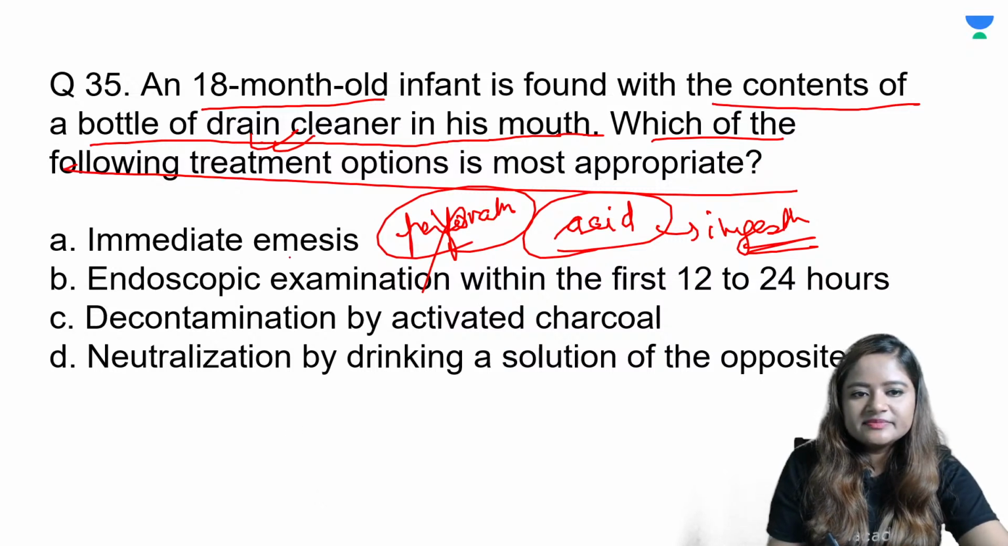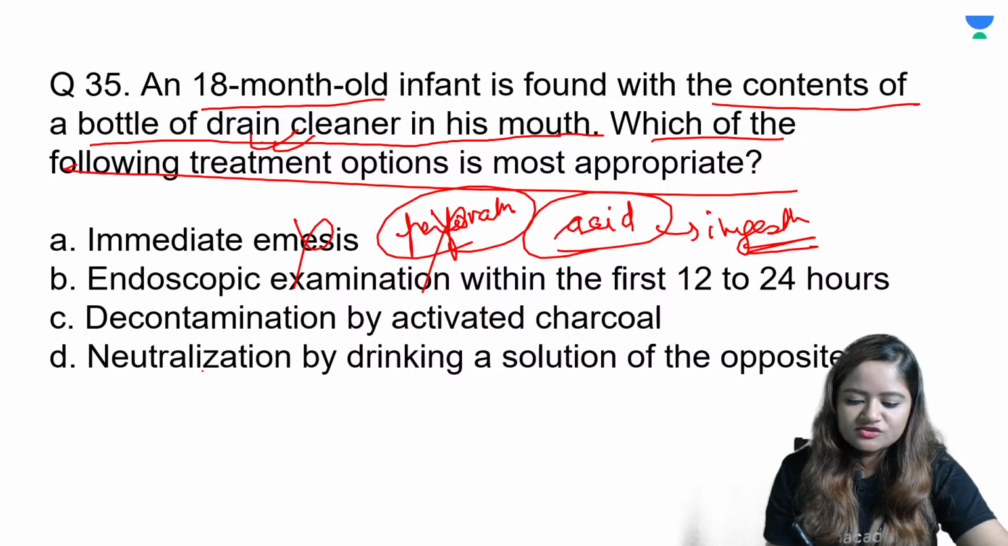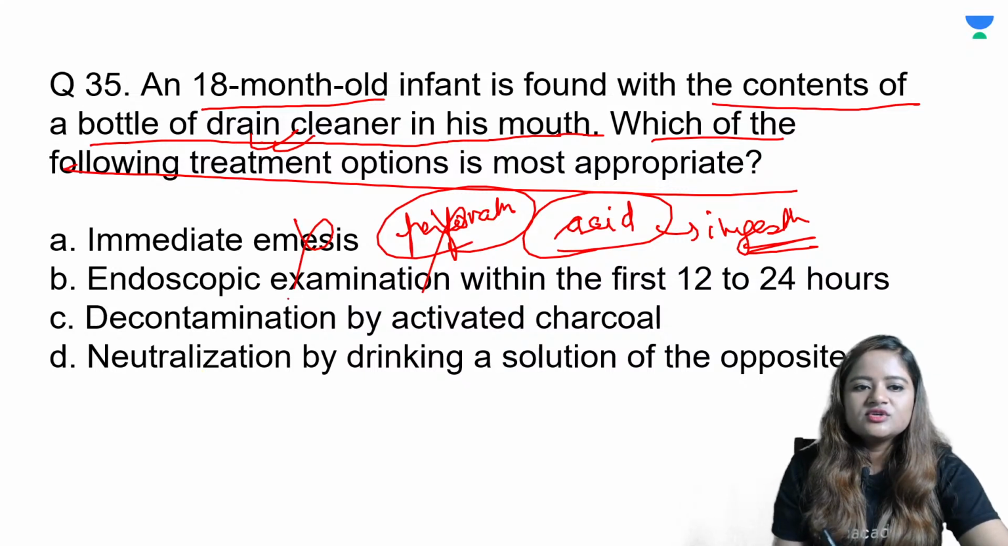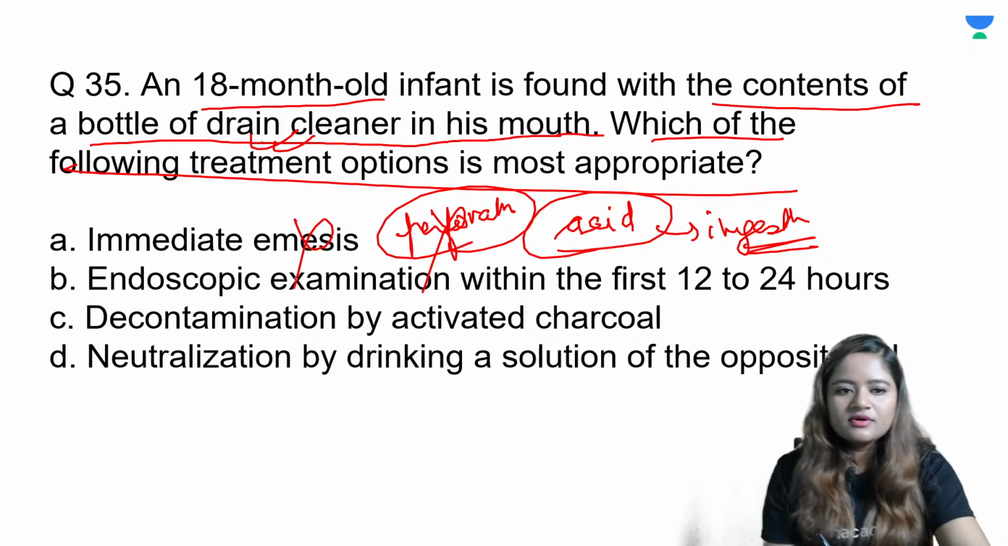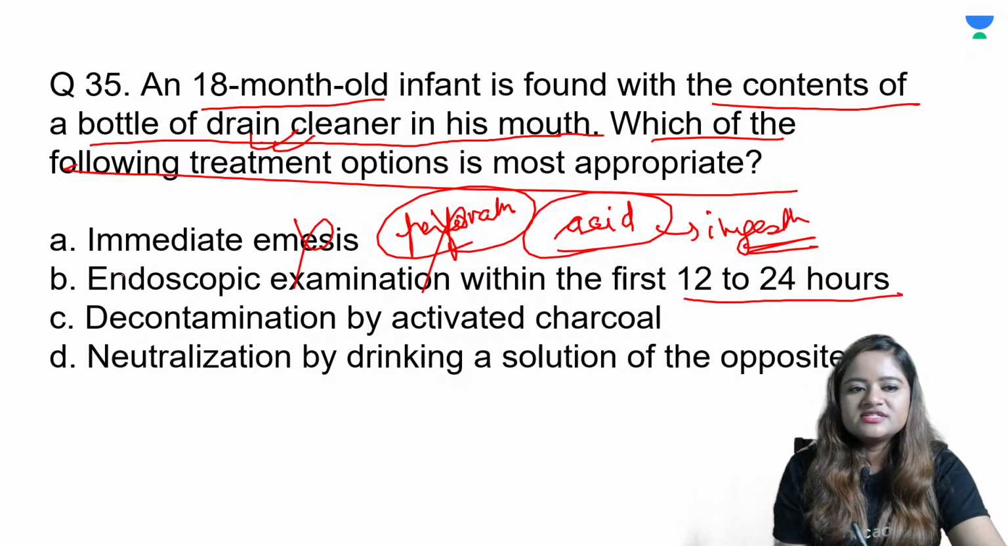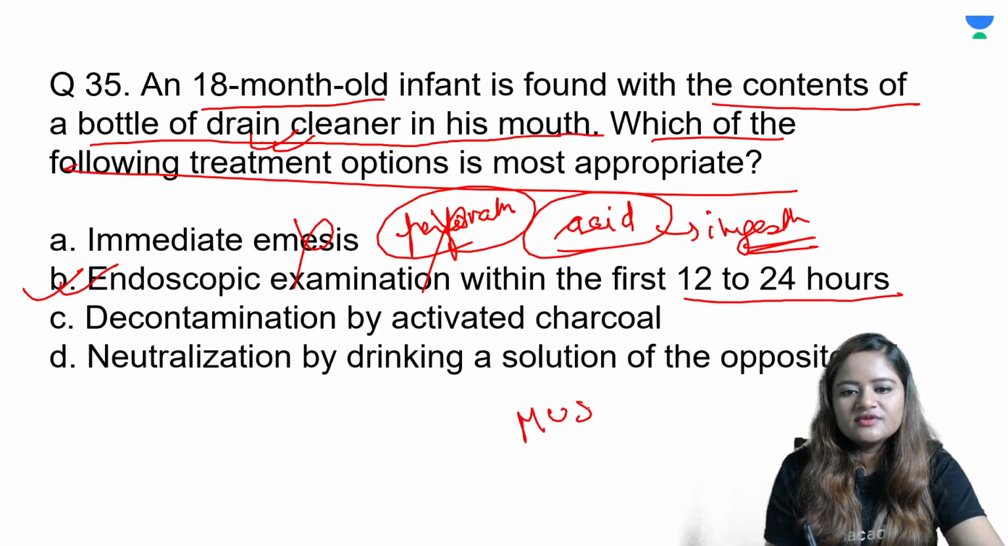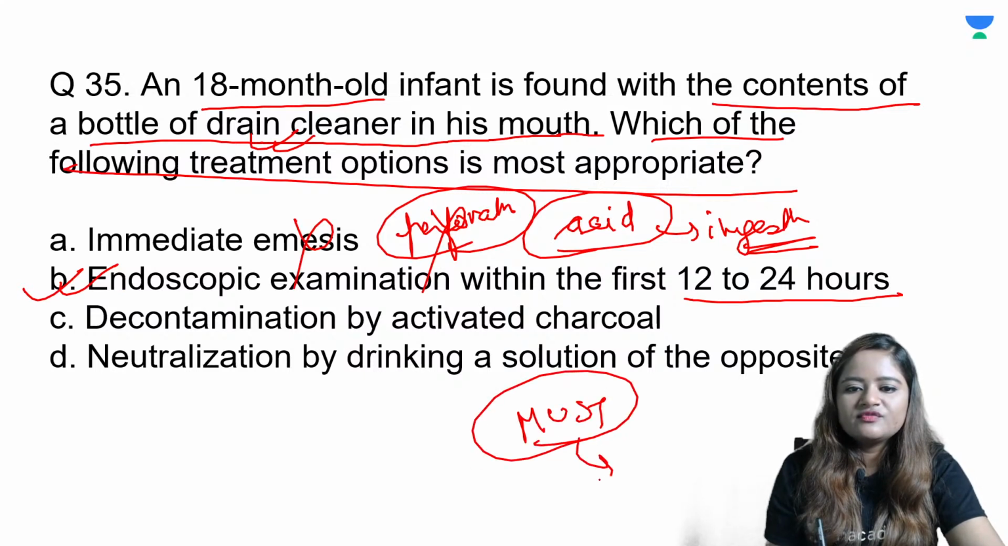So if you induce immediate emesis, what will happen? Whatever things that have settled will again go back and erode the mucosa. So it can again lead to complication of perforation. So immediate emesis is absolutely wrong. Endoscopic examination within the first 12 to 24 hours is the right option. So endoscopic evaluation is a must to do if the child has ingested any amount of acid.